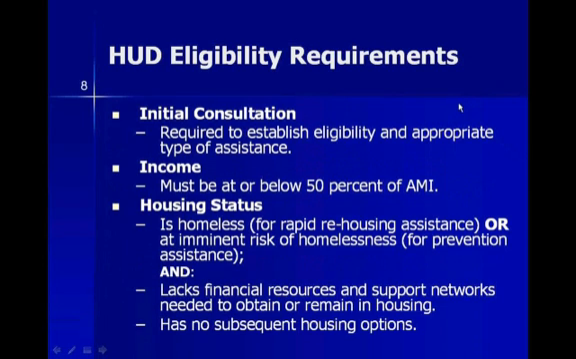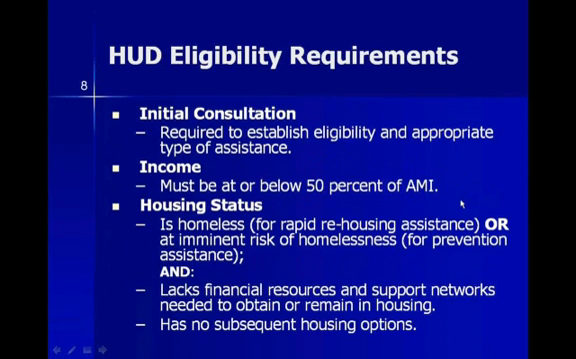Income, obviously, is another eligibility requirement, and must be at or below 50% AMI. We'll talk about local determinants in a couple of slides, but most of you know that localities, communities, were able to establish a lower bar. You just cannot serve anybody that's above 50% AMI. That's the HUD requirement that's set forth in the notice.